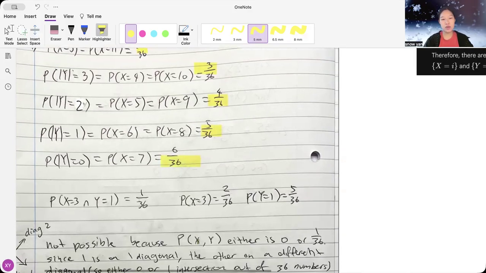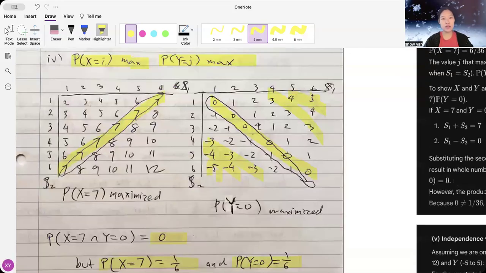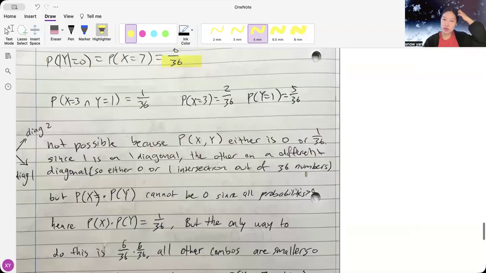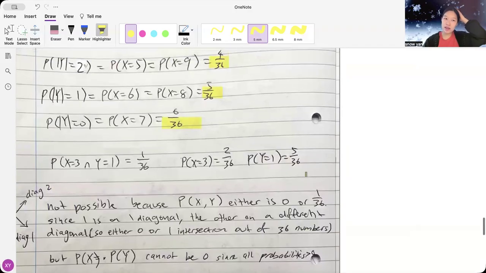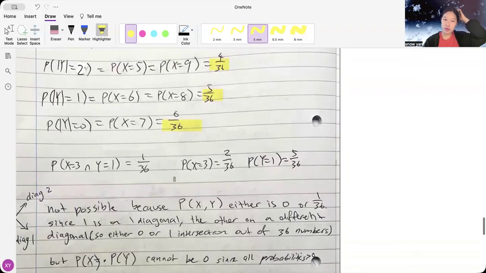But then I realized, okay, if I have an intersection, right? I realized, okay, this is along one diagonal and this is along the other diagonal. So if there was such an intersection between the two, it could only intersect at one spot, or at 0 spots. So hence I would either get the probability is equal to 0 or 1 over 36.